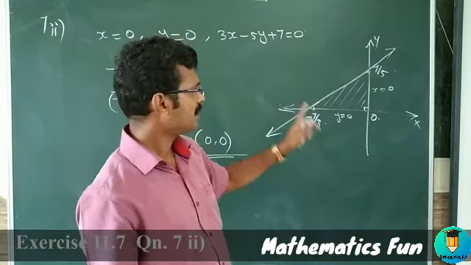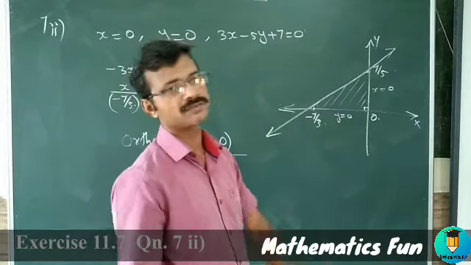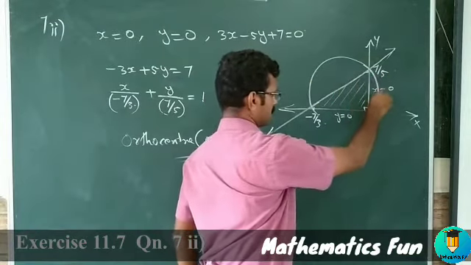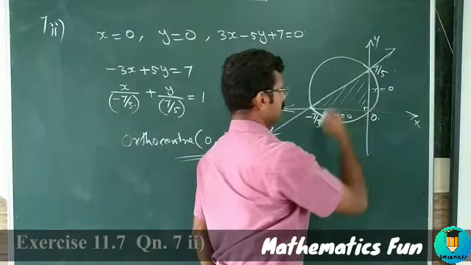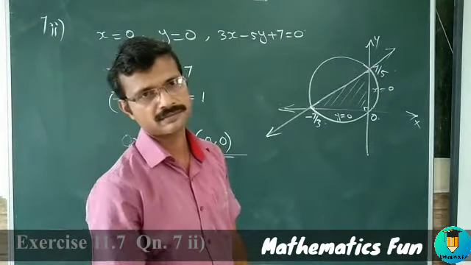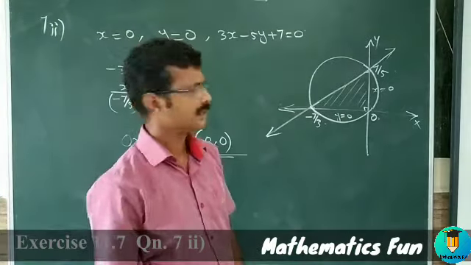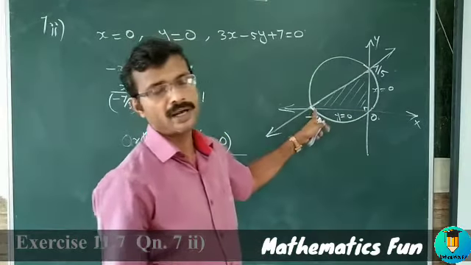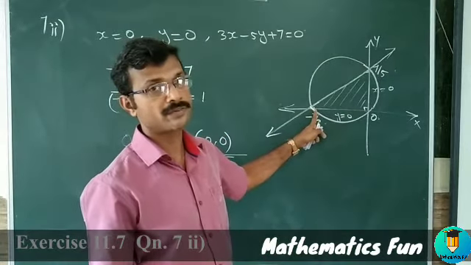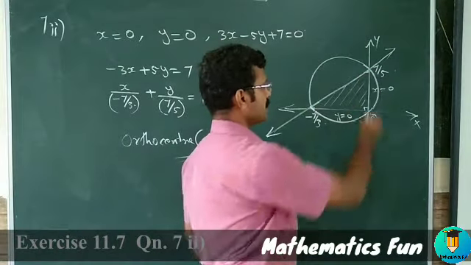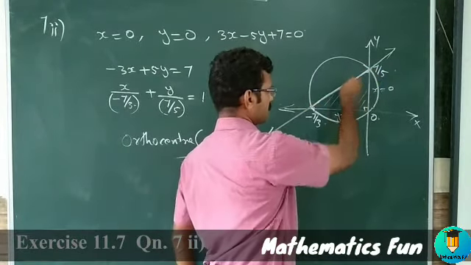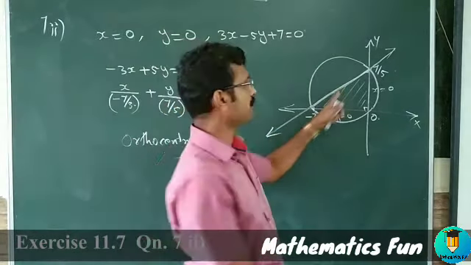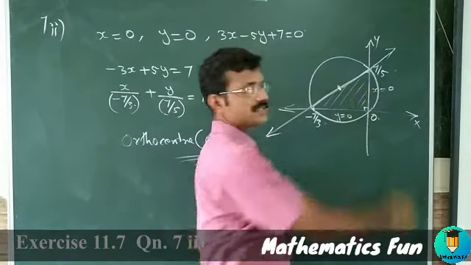They can ask to find the circumcenter of this triangle. Circumcenter means you can make a circle like this, and the center of this circle is known as the circumcenter. You know that it's a right angle triangle. We know the angle in a semicircle is 90 degrees, you studied in geometry. Naturally, this will be the diameter of the circle. If this is the diameter, the center will be in the middle of the diameter, so this midpoint is the center.